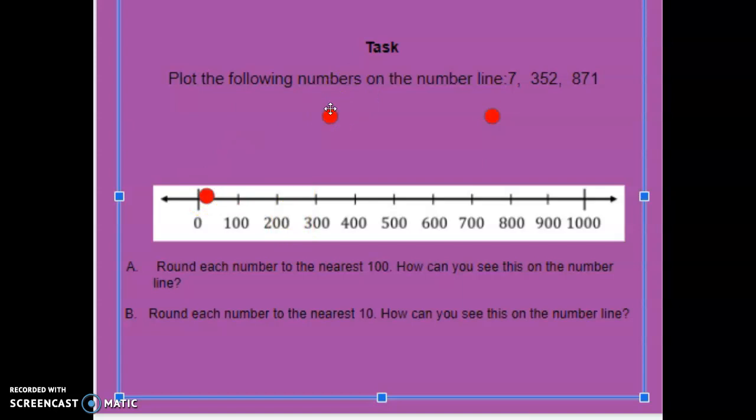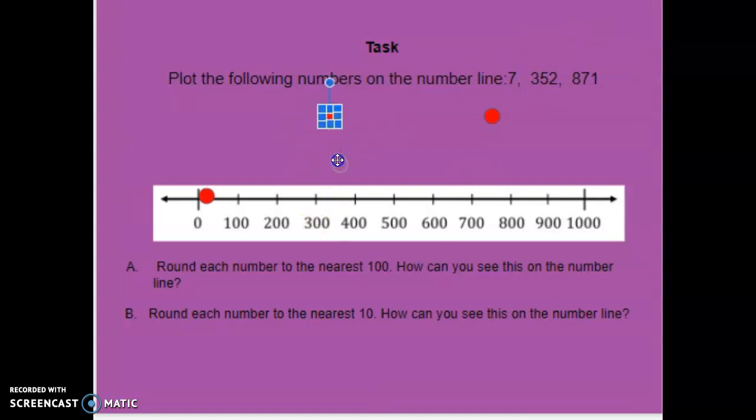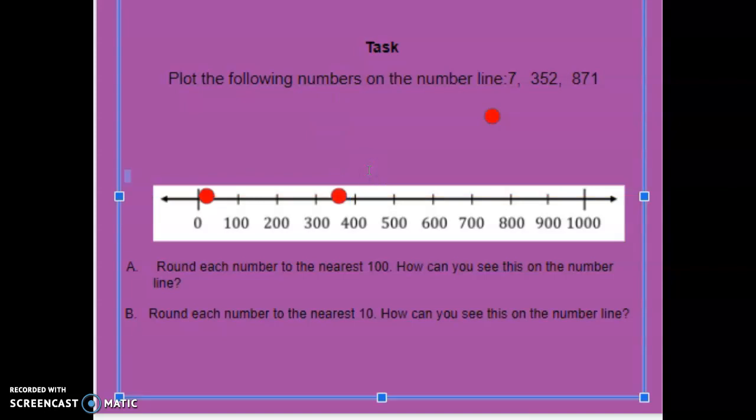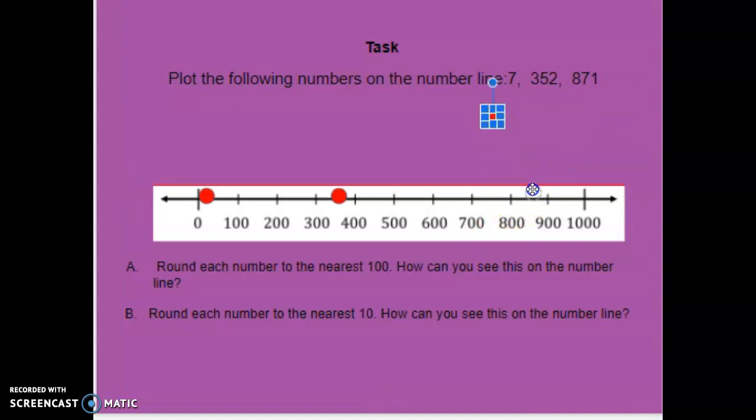The next number is 352. I know because of that 3 in the hundreds place that it's going to be at least 300. But I've got to decide, is it going to be right in the middle of that line, or would it be just a little bit to the right because it's a little bit more than 350. The next thing that I'm going to do is look at 871. Again, I'm going to look at the 8 in the hundreds place. It's telling me that it's at least 800. And I also know that it's greater than 850, so it's going to be a little bit closer to 900 on this number line.